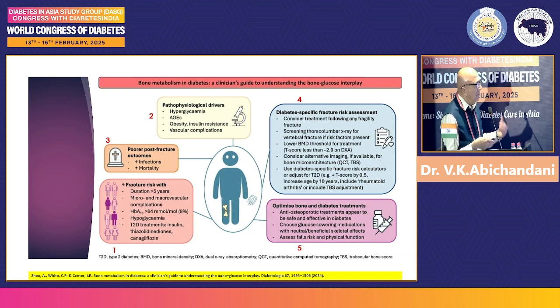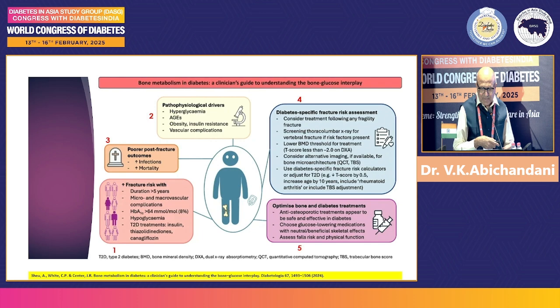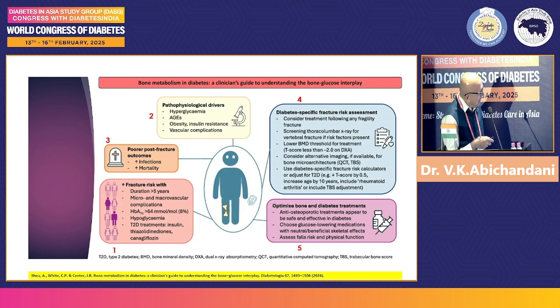We have to screen the TL spine for evidence of vertebral fracture. And we must remember that while choosing anti-osteoporotic medicines, the BMD thresholds are lower for elderly persons with diabetes compared to non-diabetic persons. And we need to go to box number 5, optimize bone and diabetes treatment.